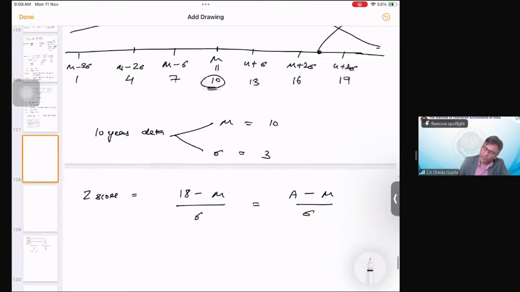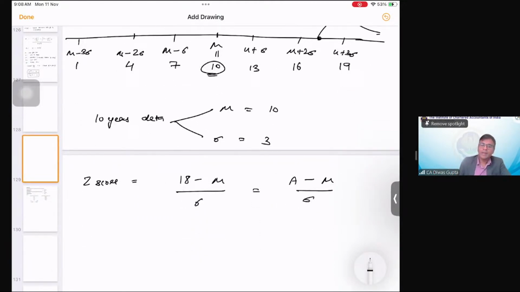So here effectively what we are doing is we are making the mean 0 and standard deviation 1. So the standard normal distribution has mean as 0 and standard deviation as 1. Okay, so while we are calculating the Z score, this becomes automatically like this, right? 18 minus 10 divided by 3. So this is 2.66, the Z score.